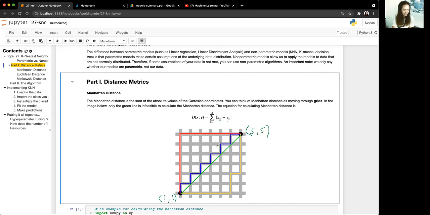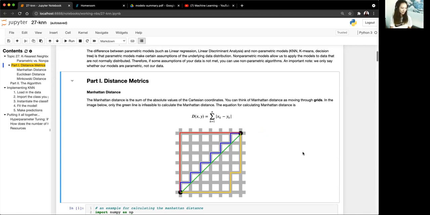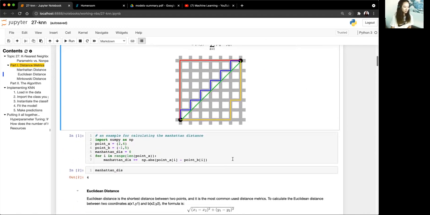If you take any of these lines, the red line, the blue line, or the yellow line, it's the same distance. The only different one will be the green line because that's diagonal, and with Manhattan distance, you don't think about diagonals. Cool. So that is Manhattan distance, probably the most simple distance metric that you can use.